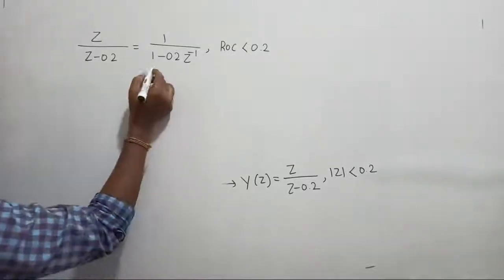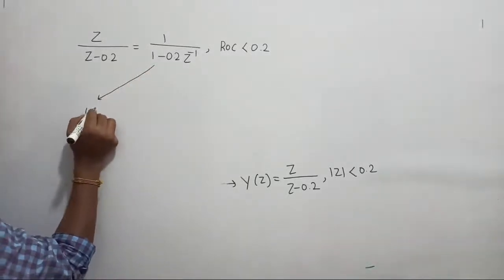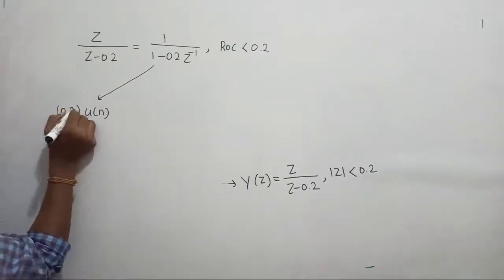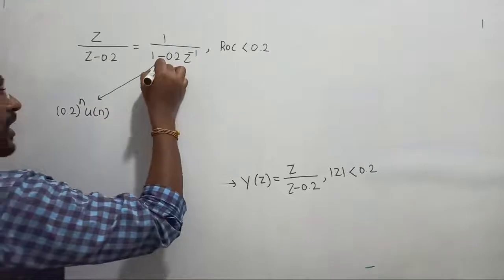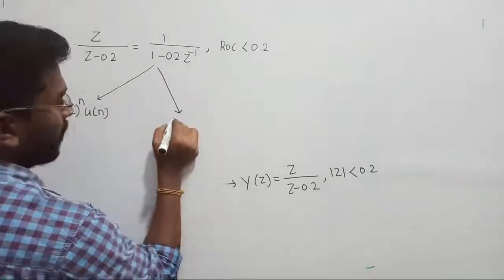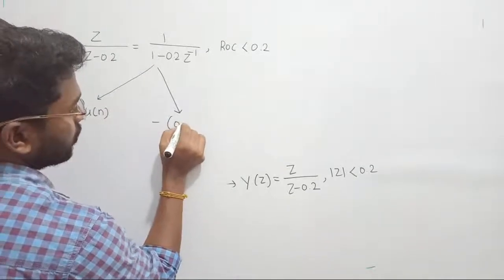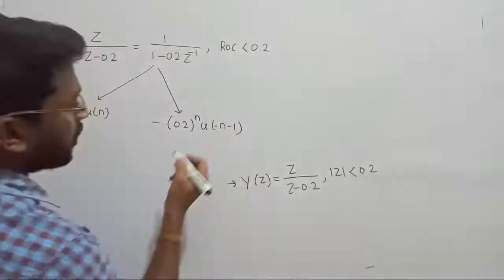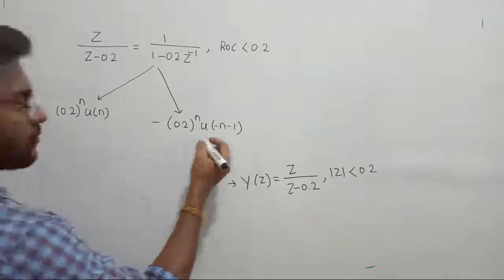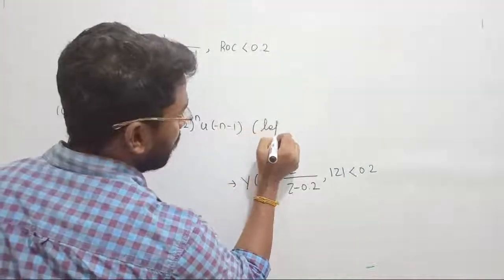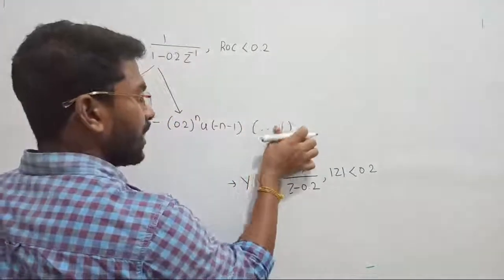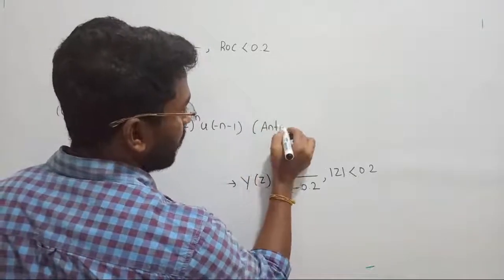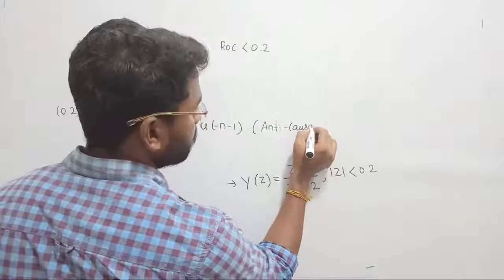Either you can write this function as u of n into 0.2 whole power n. That is correct. This function can also be written like this. It can also be written as minus 0.2 whole power n into u of minus n minus 1. Which is the correct answer? This is for left-sided signal, or I can say clearly if you want to define, that is called anti-causal signal.